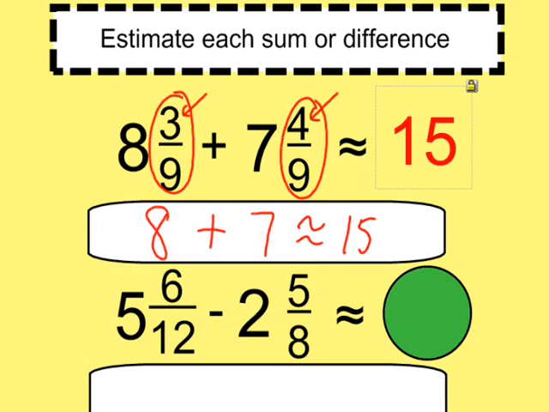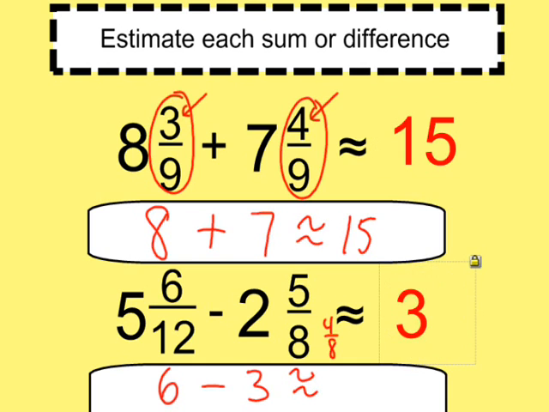Okay, let's estimate a sum or a difference. 6/12 is exactly 1/2. If it's exactly 1/2, we're going to round up. So this would round up to 6. 5/8, if you double 5, it's greater than 8. So that's going to round up. Remember, 4/8 is 1/2. This is larger than 1/2, so this is going to round up to 3. So if you were estimating this difference, 6 minus 3 would be 3.